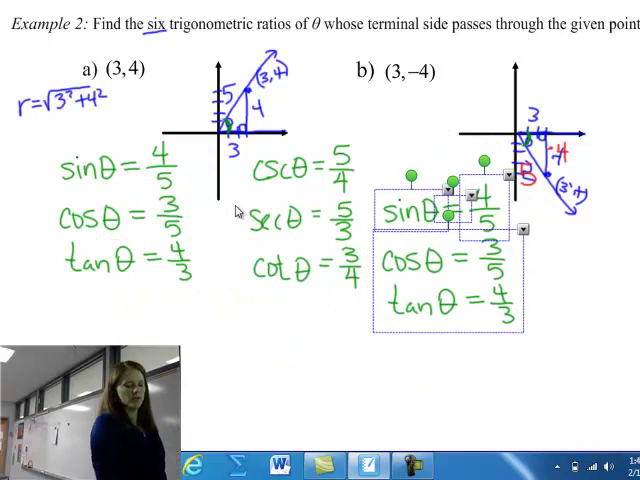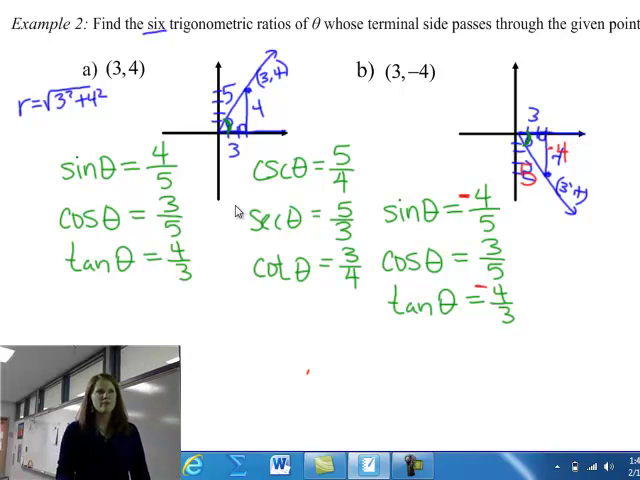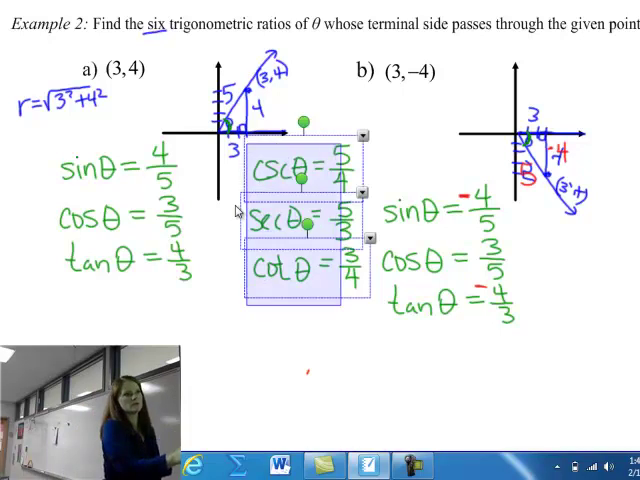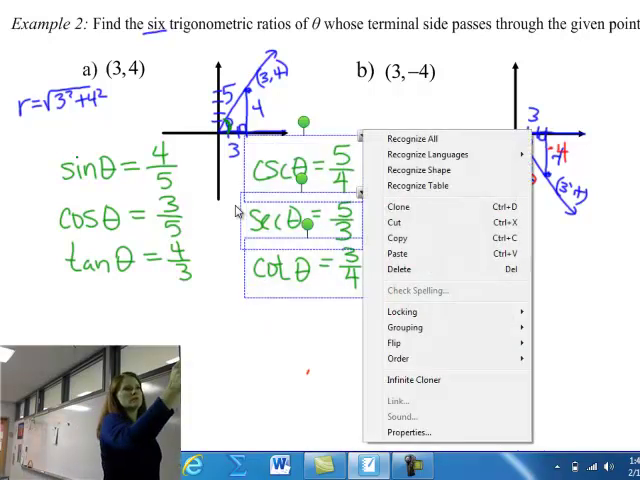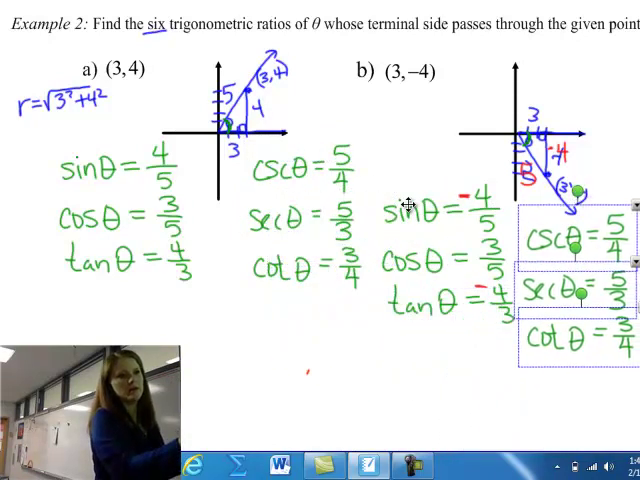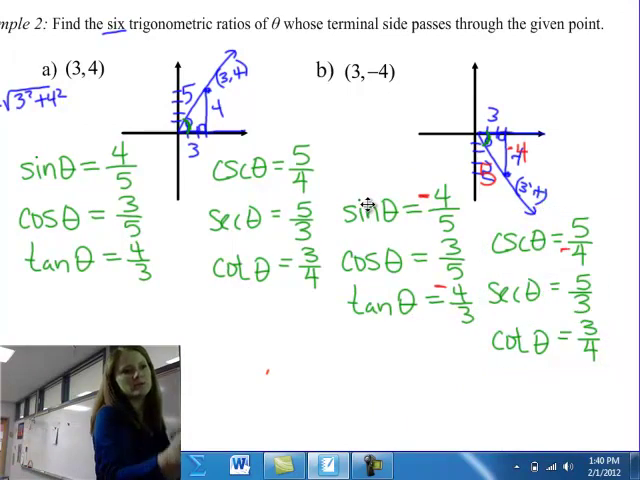There are my answers. The only thing that's different is that one side is now -4, so everywhere I see a 4, I'm going to put a -4. Which means the cosine is still positive, but now the sine and the tangent are negative. So what's going to happen to my reciprocals? When you flip a fraction over, the signs don't change, so it's the same rule. Everywhere there's a 4, I can put a negative on those.